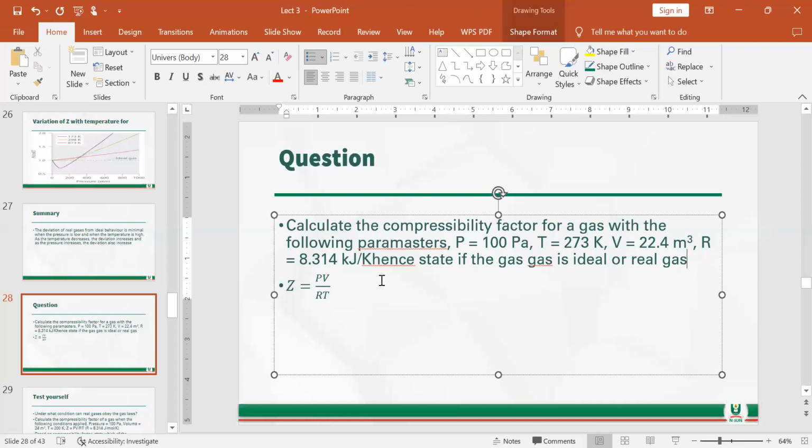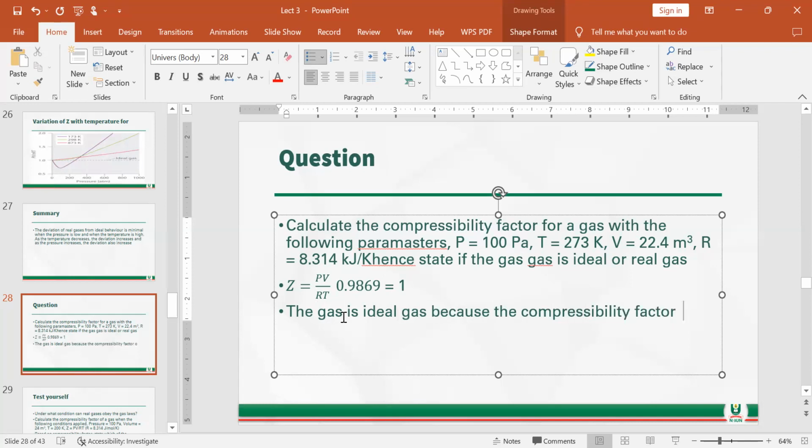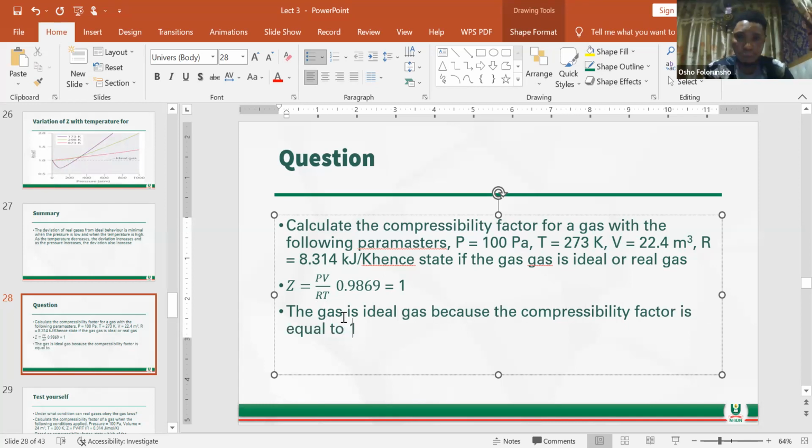What's the answer? 0.98, 0.69. So the gas is not an ideal gas. Why is the gas not an ideal gas? Probably, maybe if you take this as equal to 1, approximately equal to 1, so the gas is what? The gas is an ideal gas because the compressibility factor is equal to 1.